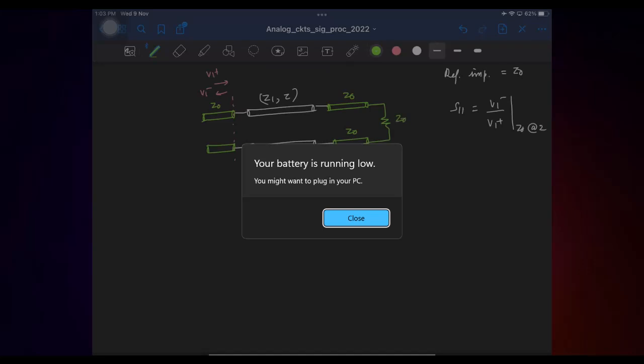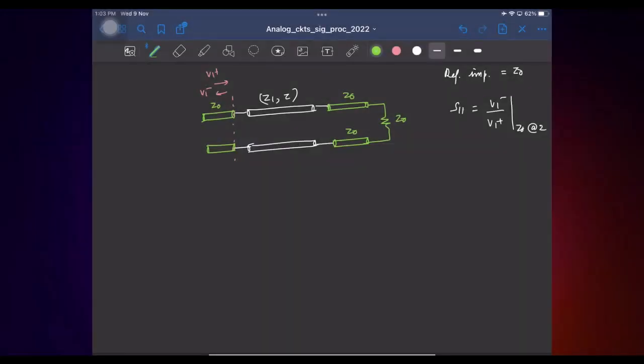What happened? Oh, it is running. Let it go, it's okay, we'll see. Yeah, so this is fine. This is the setup.